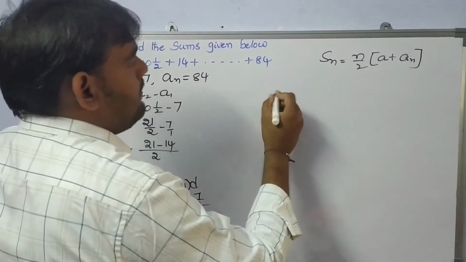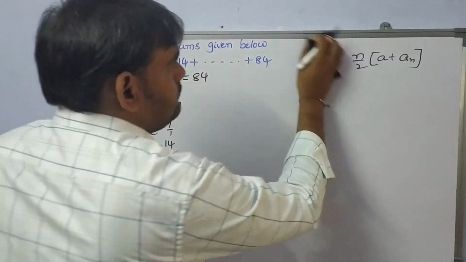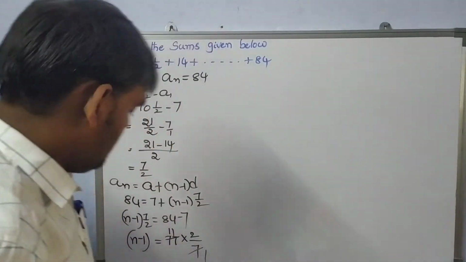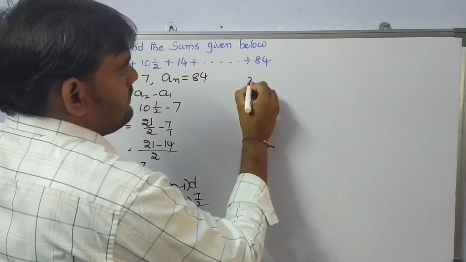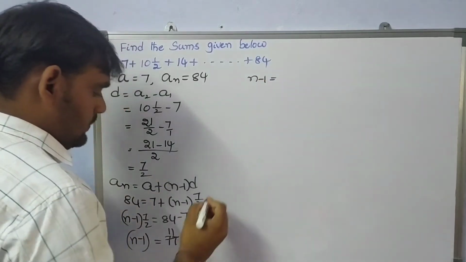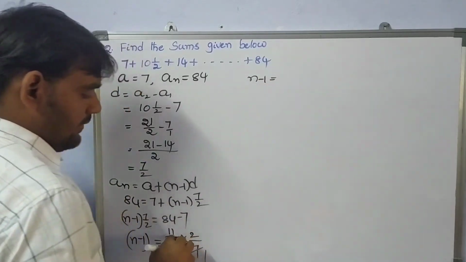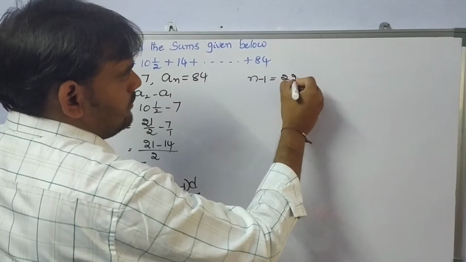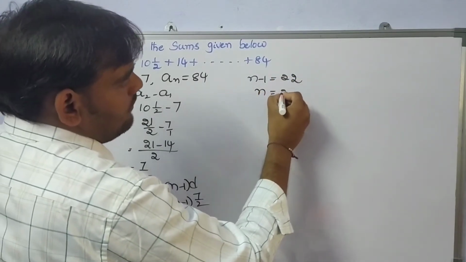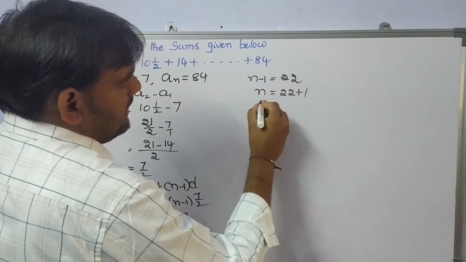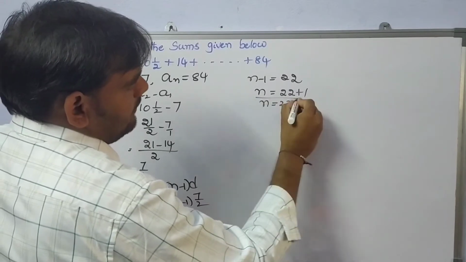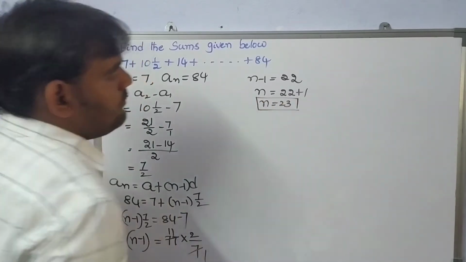Now 7 elevens are 77. See here, n minus 1 is equal to 11 twos are 22. So n minus 1 is equal to 22, so n is equal to 22 plus 1. n is equal to 23. We got n is equal to 23.